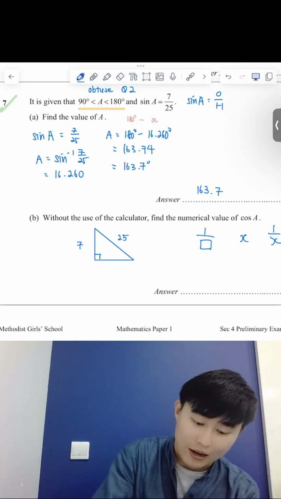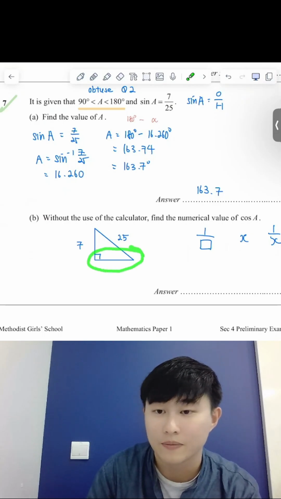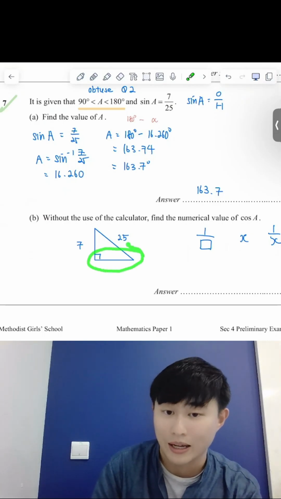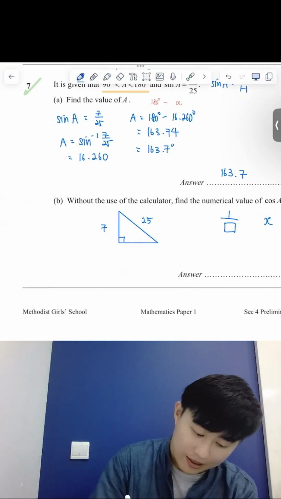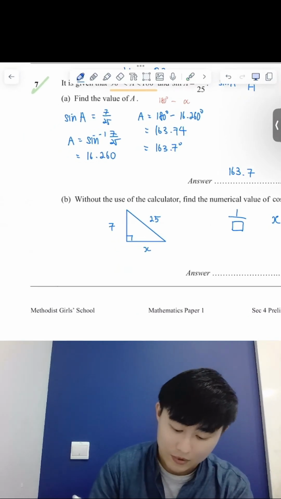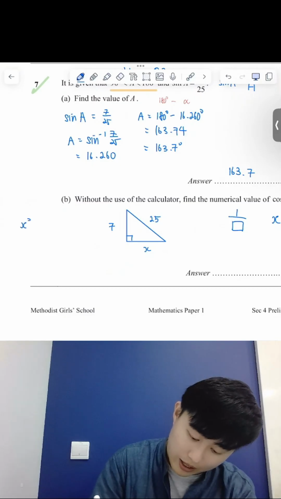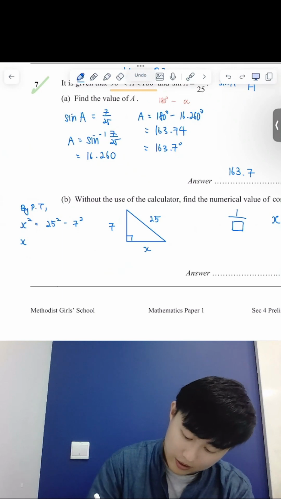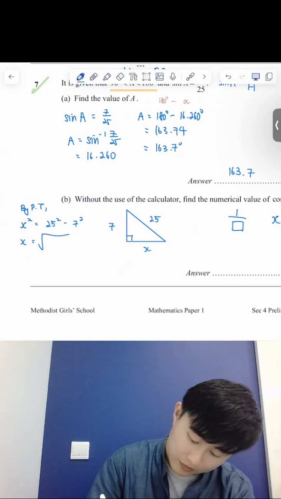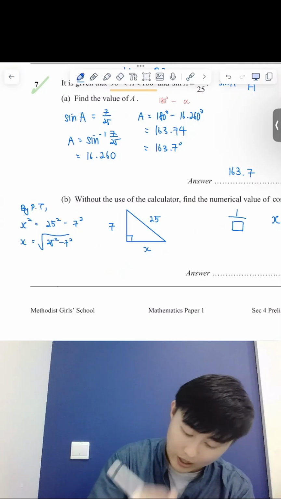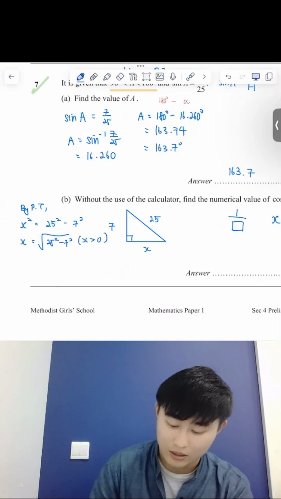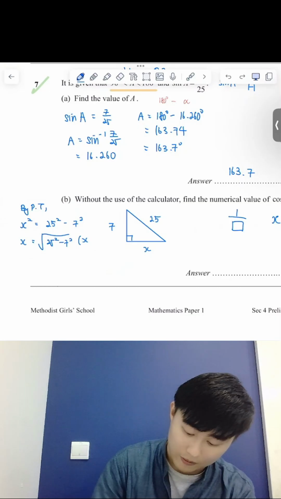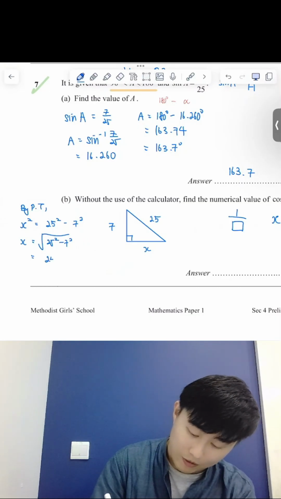That final value here, how am I going to find it? I'm definitely going to find it using Pythagoras theorem. So let's just say that this value here is x. So x squared is equal to 25 squared minus 7 squared. This is by Pythagoras theorem. I'm going to end up with the square root of 25 squared minus 7 squared. x must be positive, and in this case, I'm going to end up with 24.